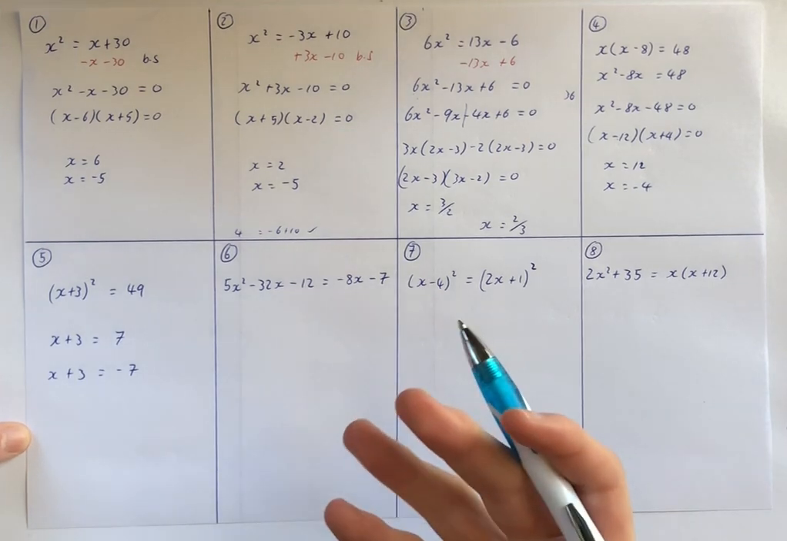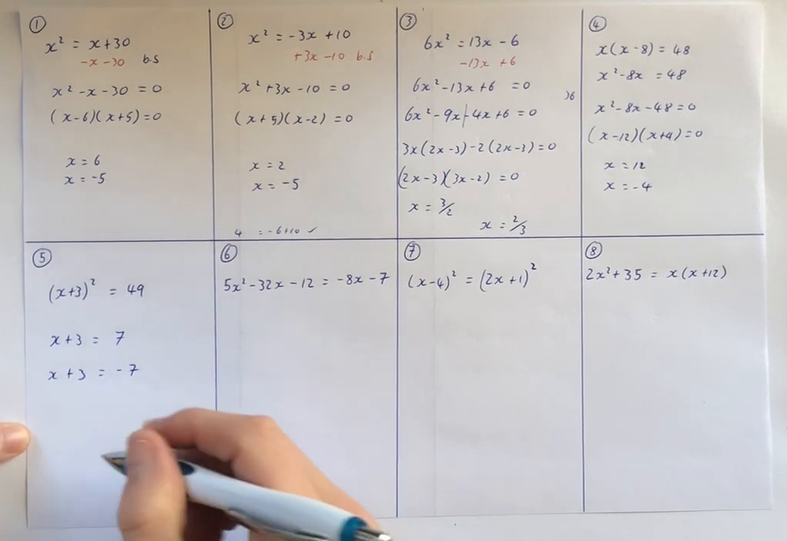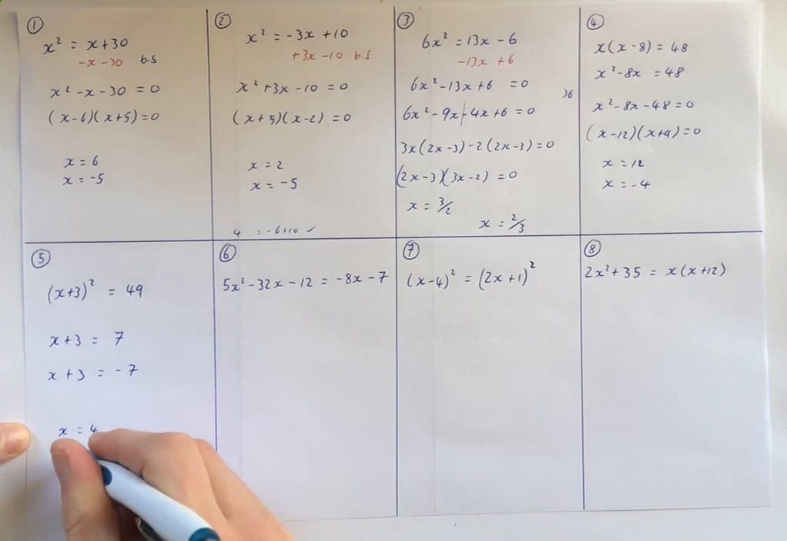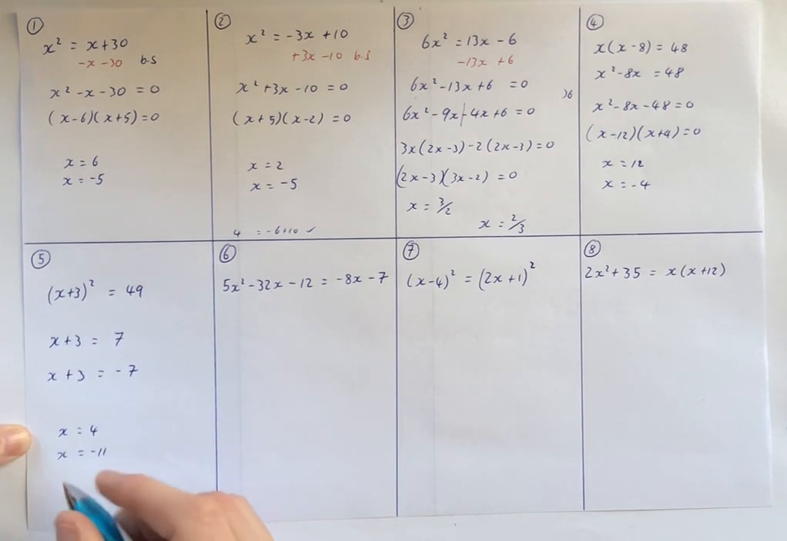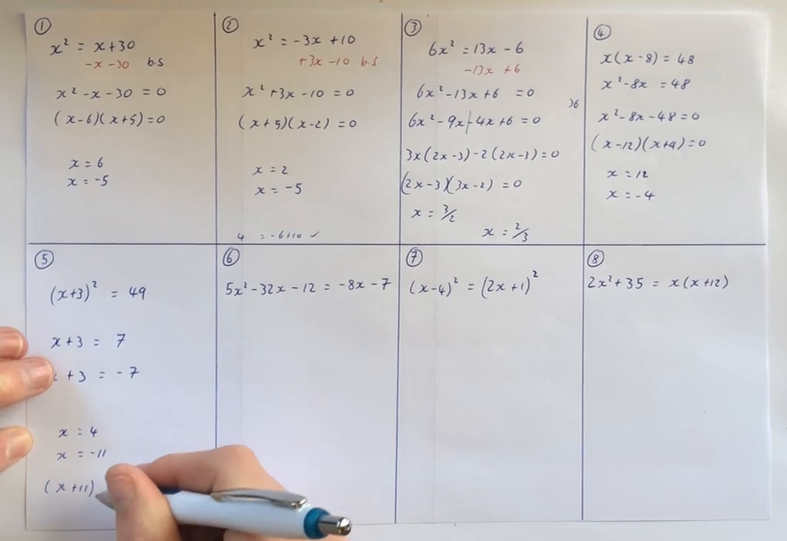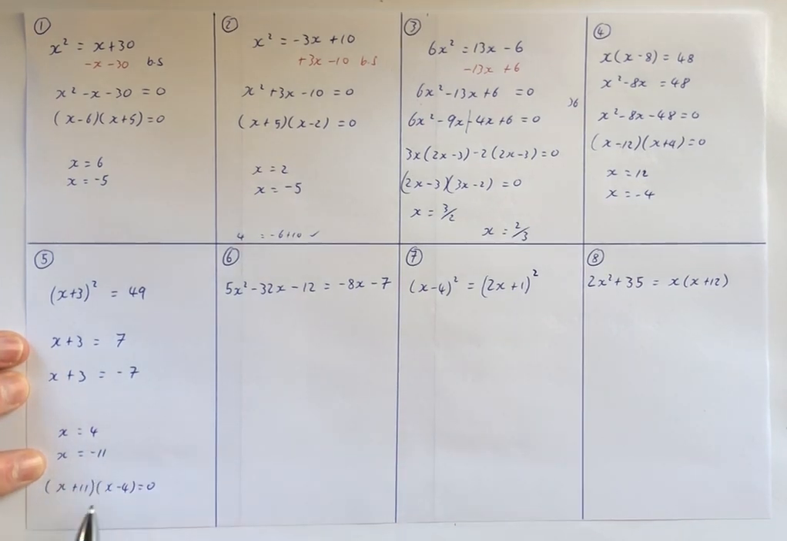So square rooting both sides of this one. I just wanted to show you something a little different, which means when I subtract 3 off both sides of this, x is 4, and when I subtract 3 off both sides of this, x is negative 11. If you expanded and simplified, you probably have this as a factorized form, x plus 11, x minus 4 equals 0, because that's how you would get those solutions.